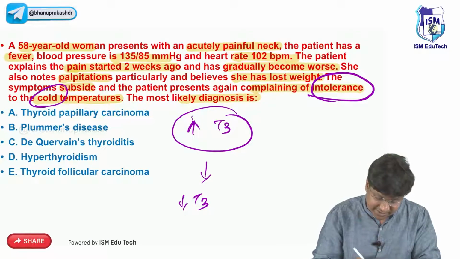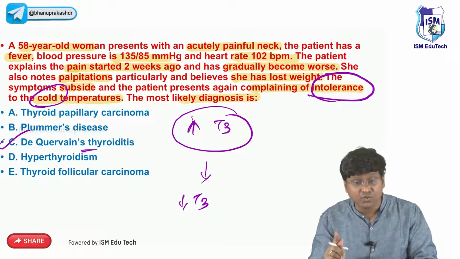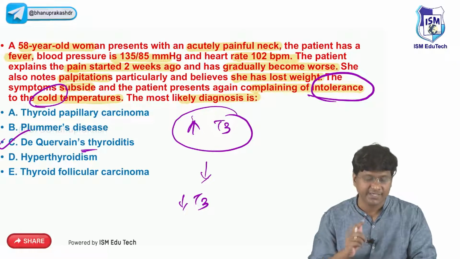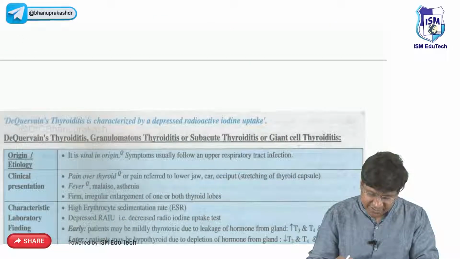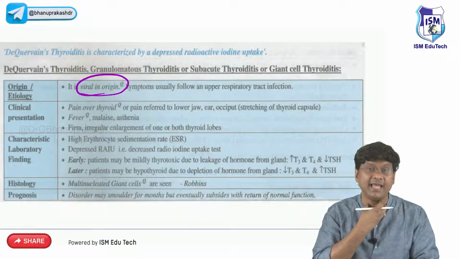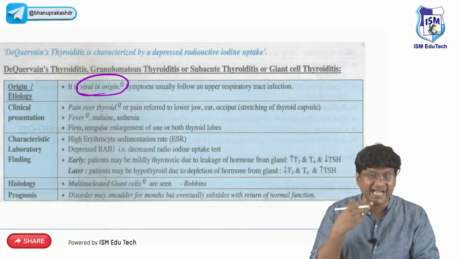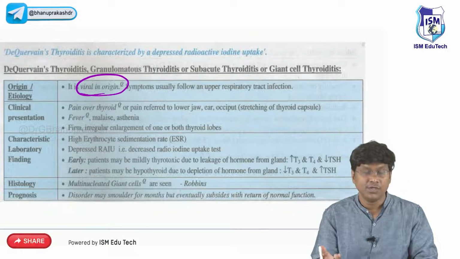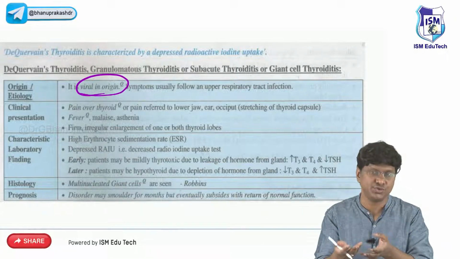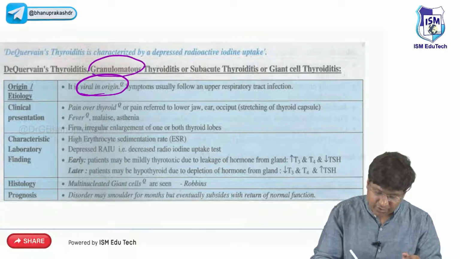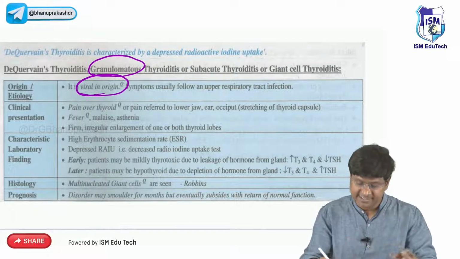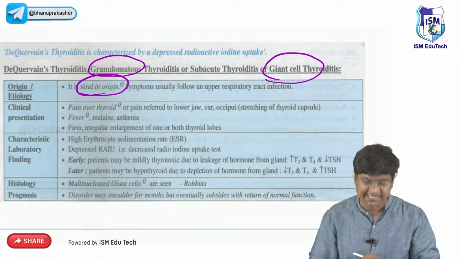Right, the diagnosis in this scenario is De Quervain thyroiditis. What exactly is De Quervain thyroiditis? It occurs secondary to viral infection, where the individual will have pain within the thyroid. It's an itis, it's an inflammation. So in the thyroid, you have the accumulation of granulomatous tissue. That is the reason why it is also called granulomatous thyroiditis. And what is a granuloma? It contains giant cells. That is the reason why it is also called giant cell thyroiditis.